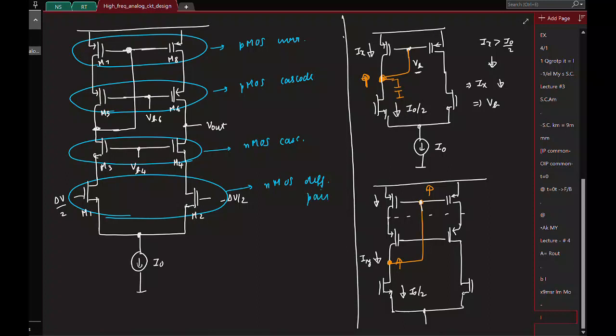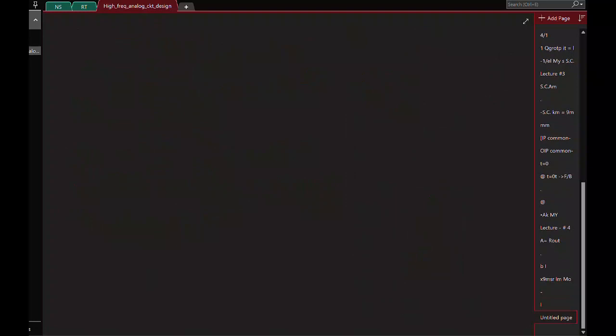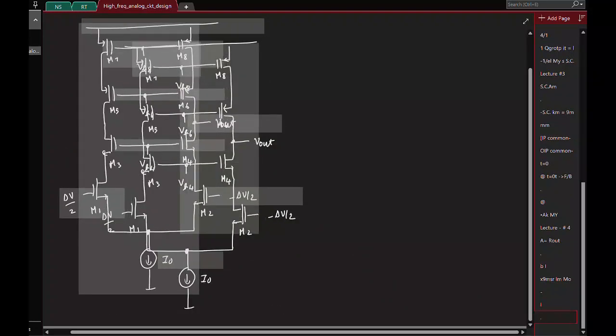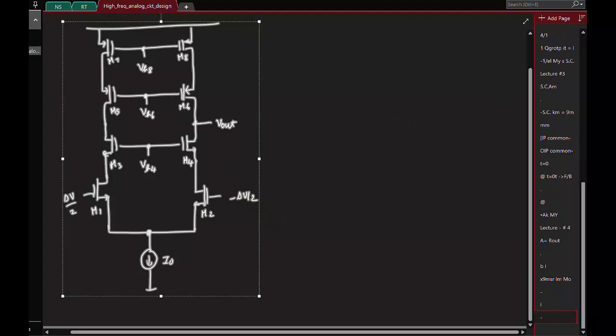Great. So now we have got this new circuit. Let's again try to repeat whatever we did for the 5 transistor OTA. Forgot to make the connection.